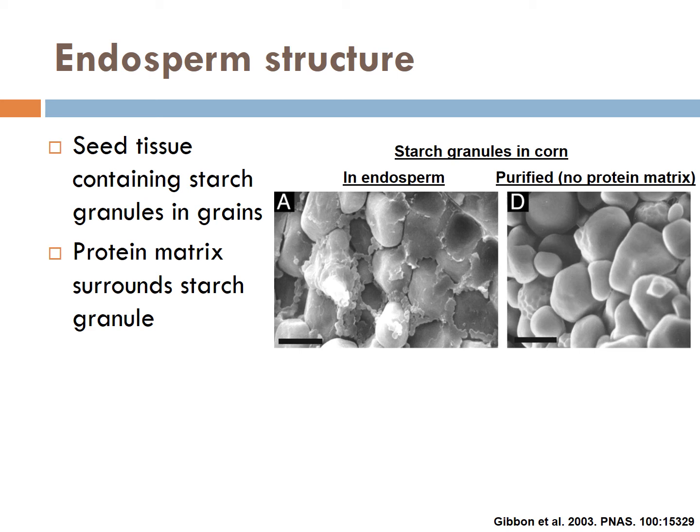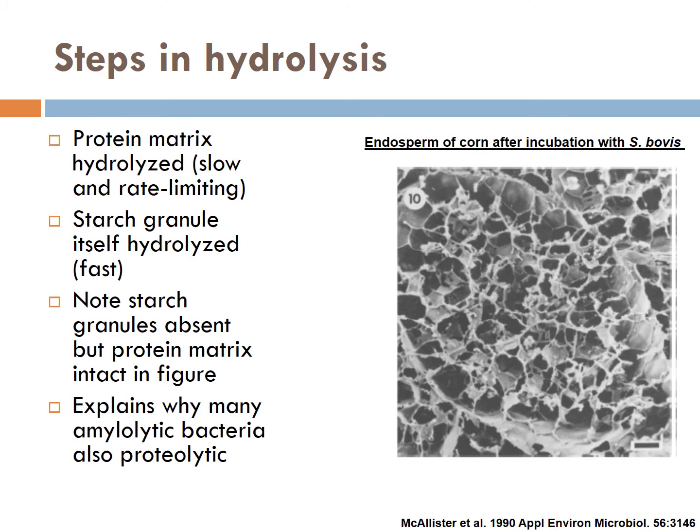In panel A, we have starch granules present with the protein matrix behind them. In panel D, we have the starch granules alone. There is no protein matrix. To hydrolyze starch, we first have to hydrolyze the protein matrix in the endosperm. This is the slow and rate-limiting step in starch hydrolysis. Once the protein matrix is hydrolyzed, the starch granule itself is hydrolyzed very quickly.